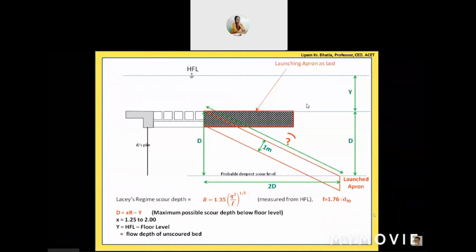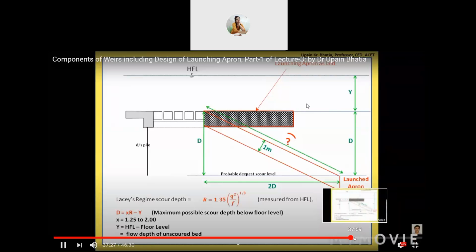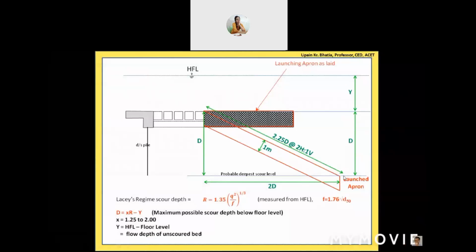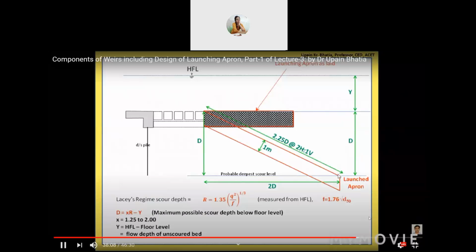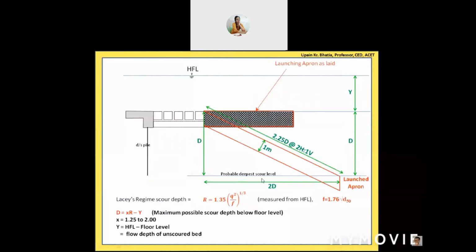See, 9 students are saying that it should be 5D. 7 are saying it should be D. Its value is 2.25D because it is a right angled triangle. Simply apply the Pythagoras theorem, square of this dimension plus square of this dimension, that is equal to square of this dimension. So D square plus square of 2D, that is 4D square. So 4D square plus D square, that becomes 5D square. So 5D square is basically square of this side. So if you take the square root of 5D square, it becomes under root 5 D.